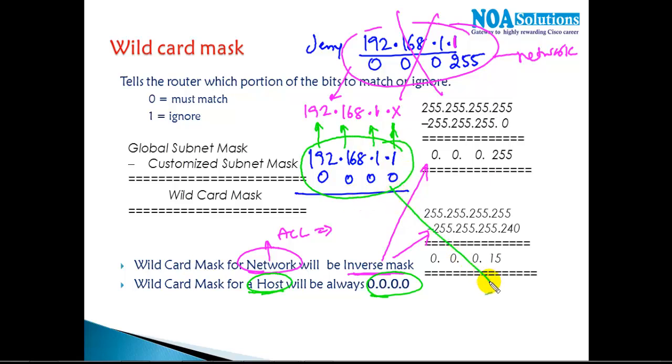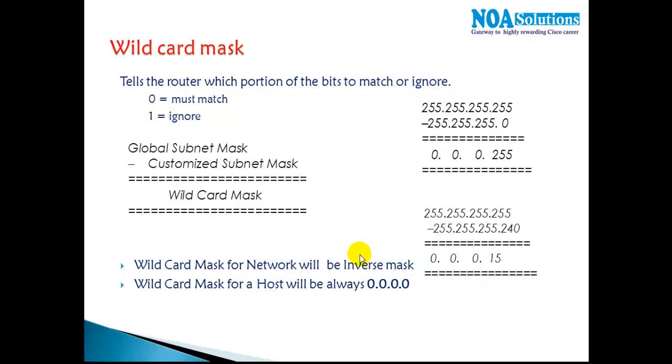Now either we can write like this, or there is one more way to write. We can write host space IP address. So I'll just come back in the command line. So either we can write 192.168.1.1 with a zeros wildcard mask, or we can write something like this. Okay, so we are done with our wildcard mask.